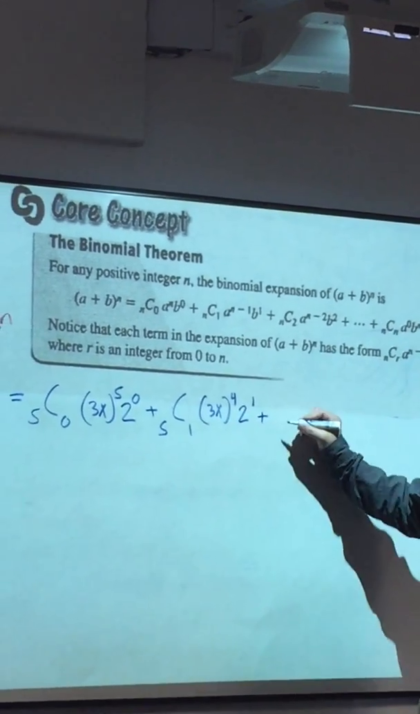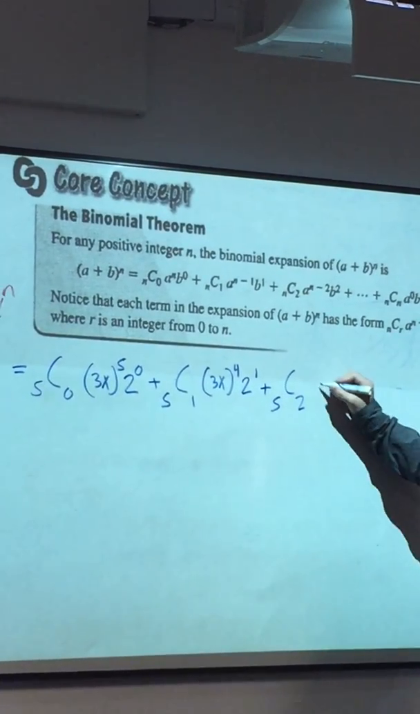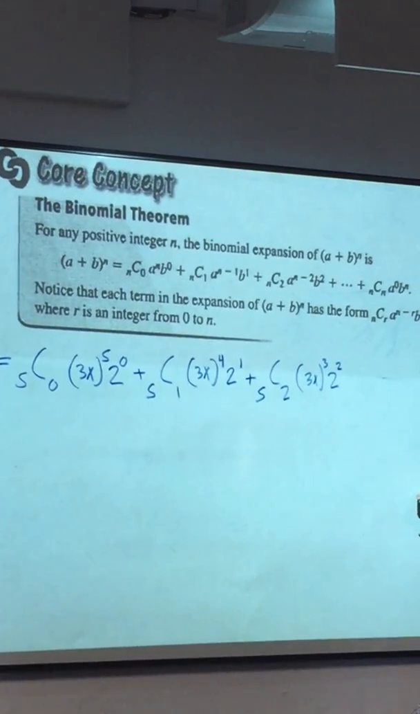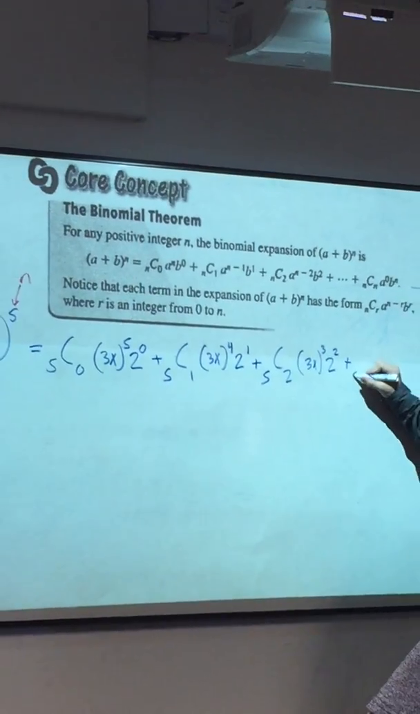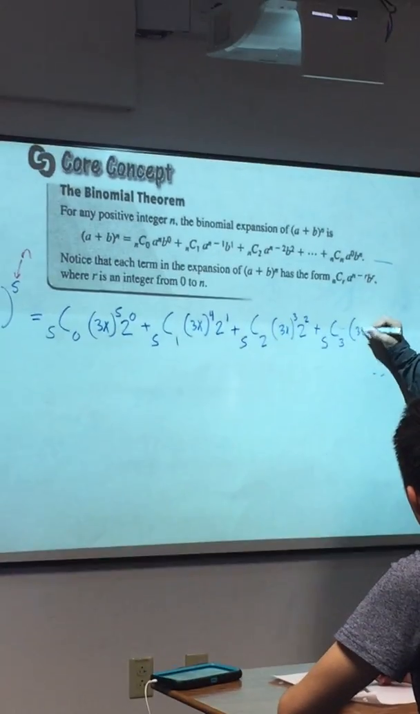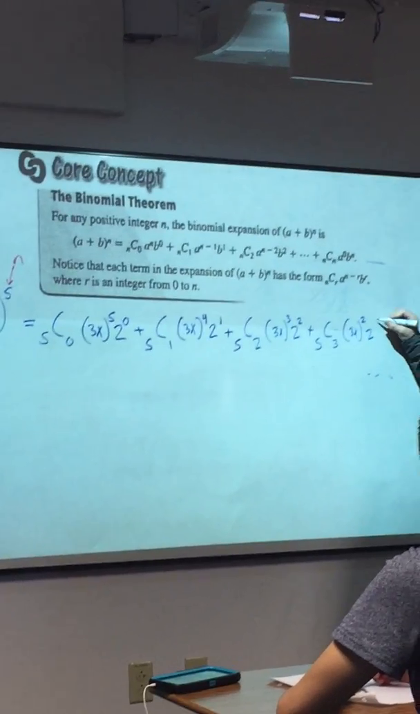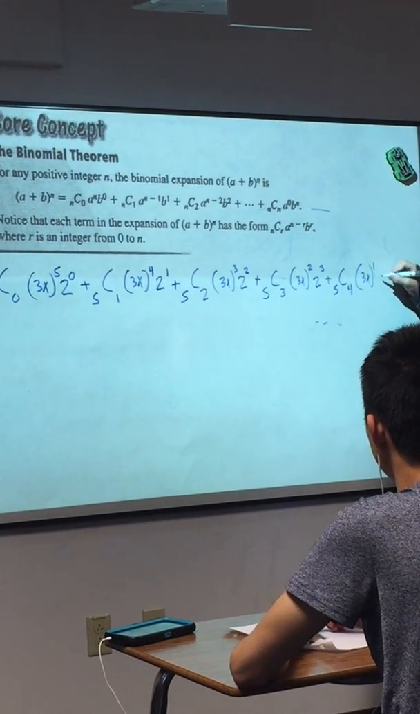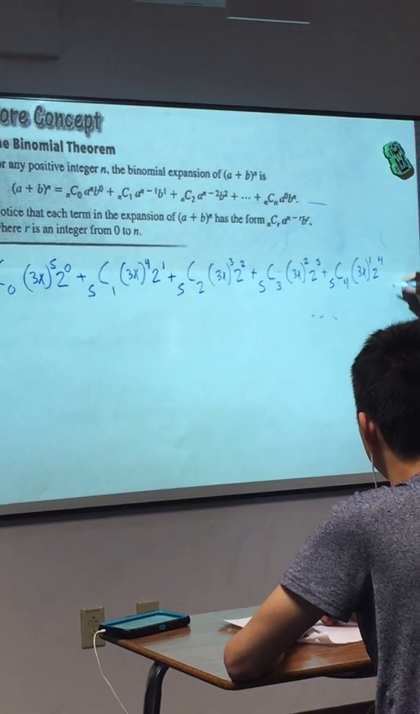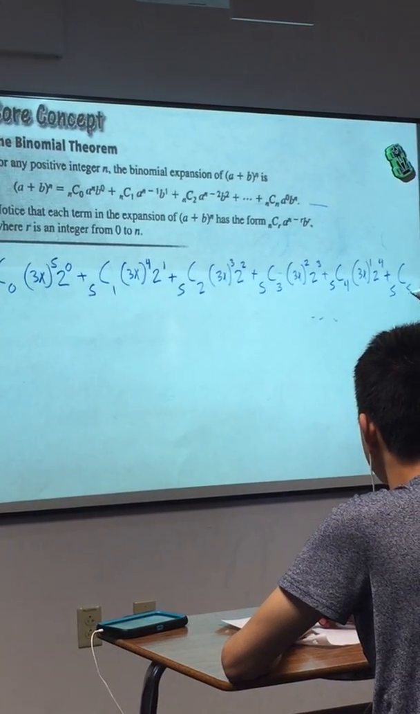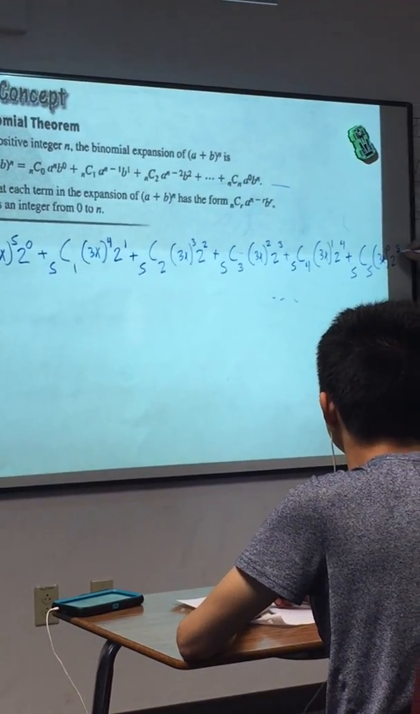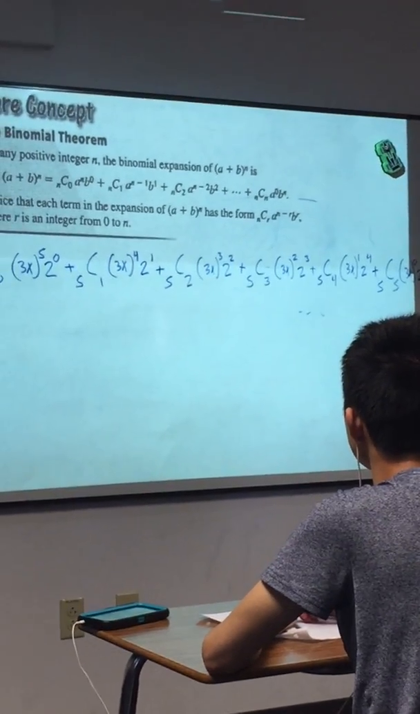So plus 5c2, that one goes up, 3x to the third power, 2 to the second power. Continuing, plus 5c3, 3x to the 2 power, 2 to the 3 power, plus 5c4, 3x to the 1 power, 2 to the 4 power, and then plus 5c5, 3x to the 0 power, 2 to the 5th power, like that. All right.